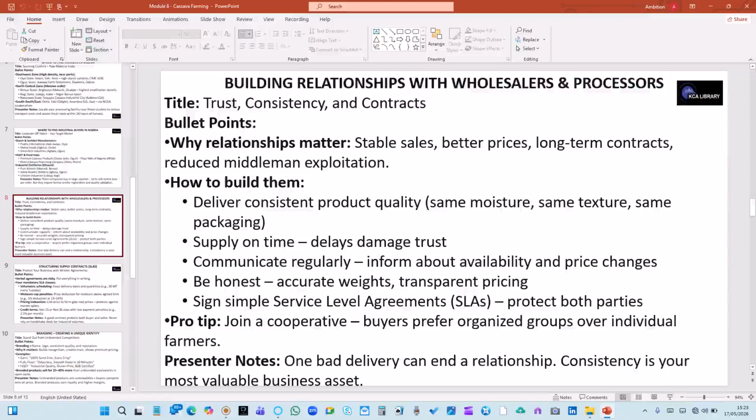Now, the pro tip here is to join a cooperative society. Buyers prefer organized groups over individual farmers. Note, one bad delivery can end a very long-term relationship. Therefore, consistency is your most valuable business asset.